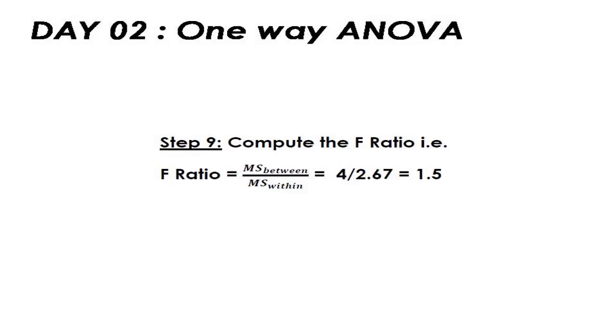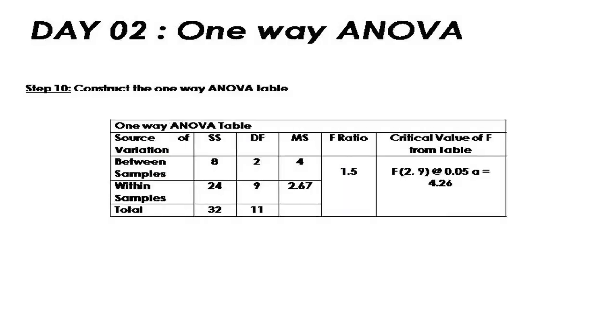Since MS between we have calculated as 4, and MS within we have computed as 2.67, the F ratio will be equal to 4 divided by 2.67, which ultimately results in a value of 1.5. Then step number 10.